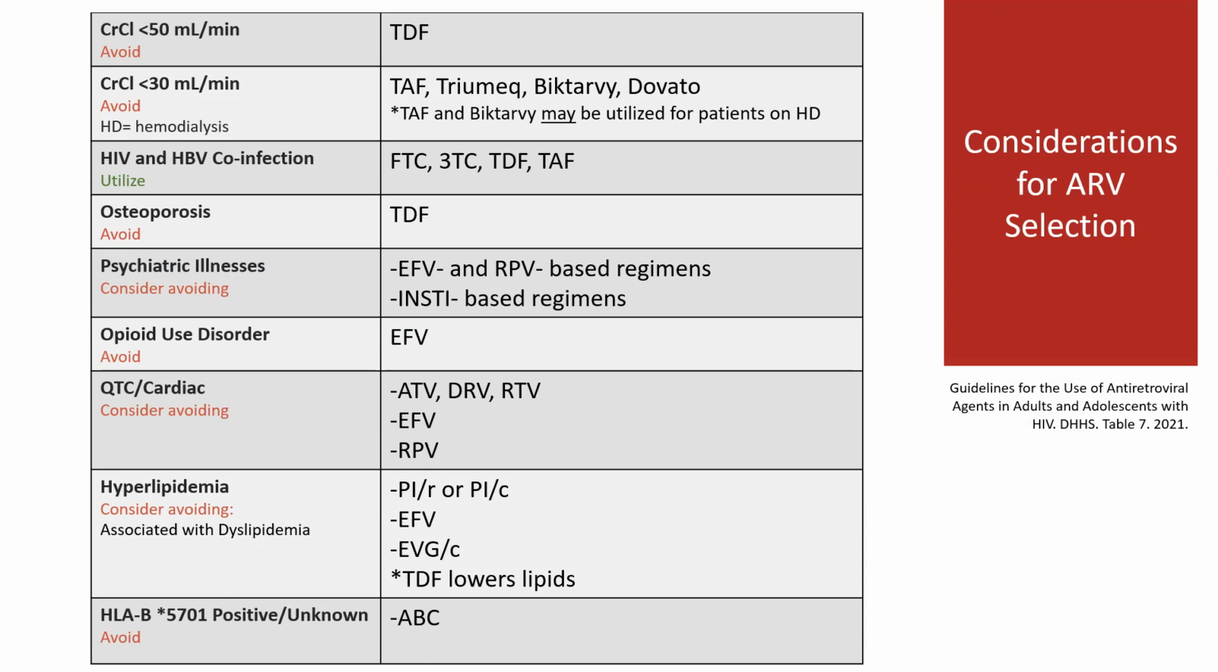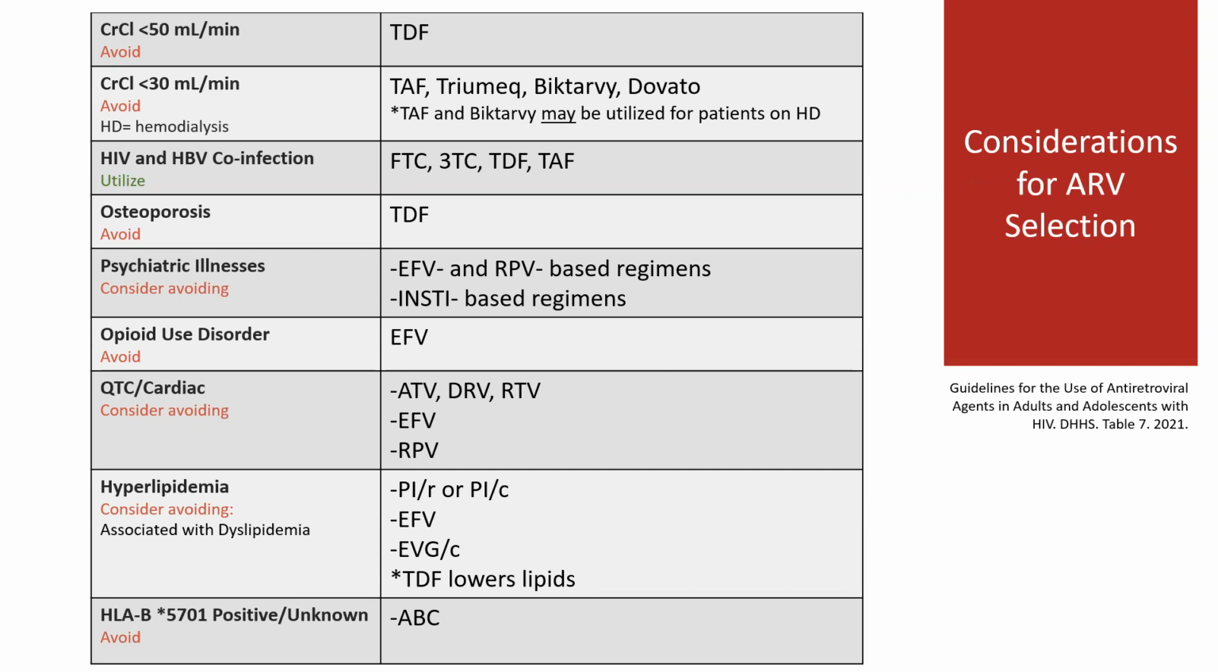Patients with a creatinine clearance less than 30 mL per minute, it's recommended to avoid TAF, which is found in Descovy, Triumeq, Biktarvy, and Dovato. However, if patients have this reduced creatinine clearance and they are on hemodialysis, TAF and Biktarvy may be utilized. For patients with a co-infection of HIV and hepatitis B, it's recommended to pick a regimen that has emtricitabine, lamivudine, and tenofovir because they are active against hepatitis B.